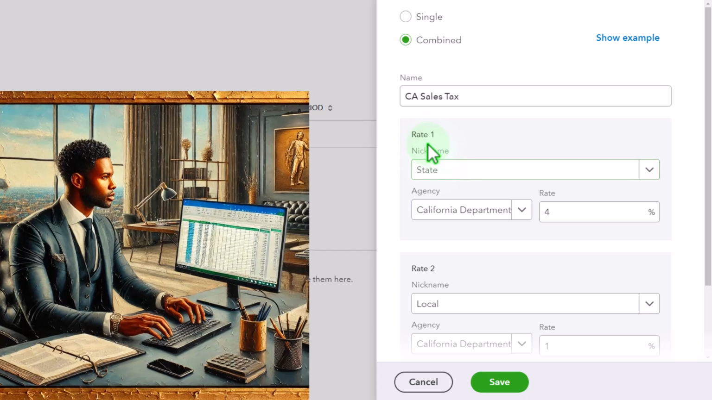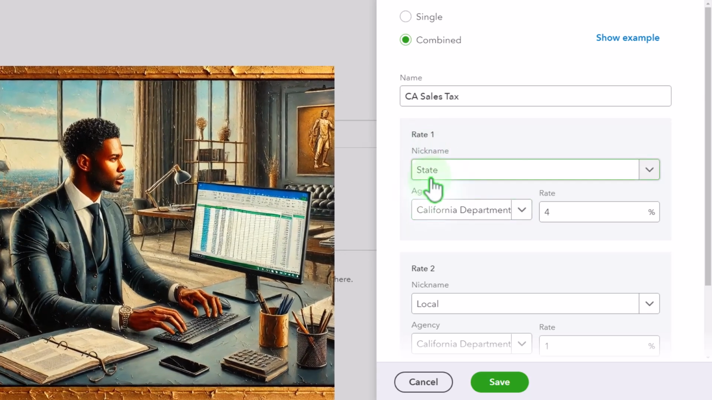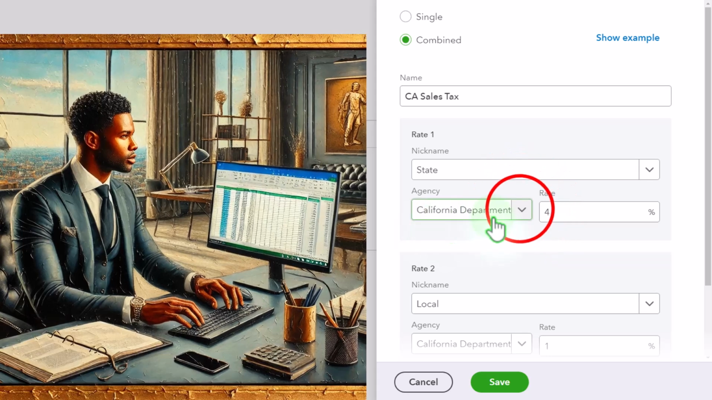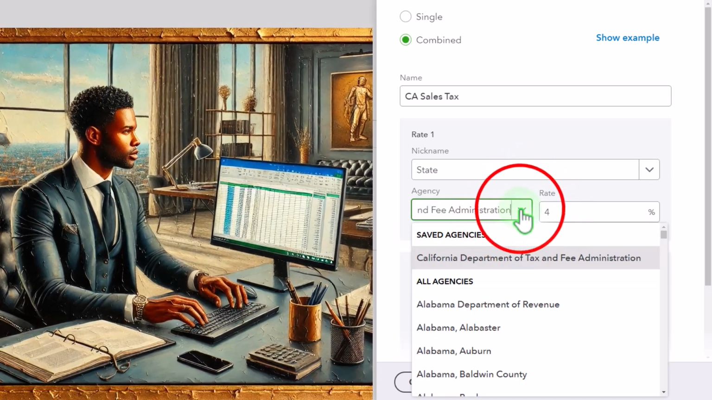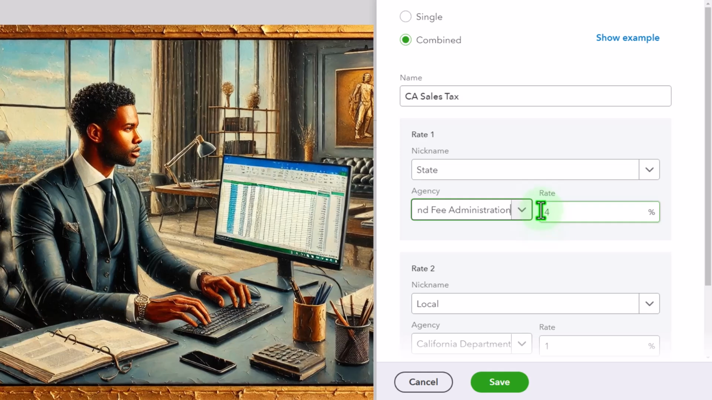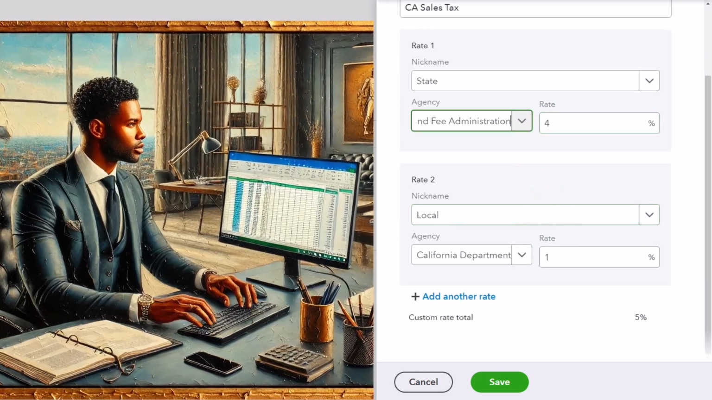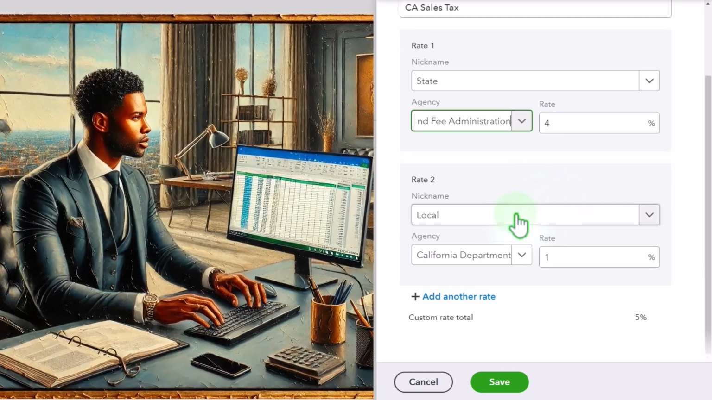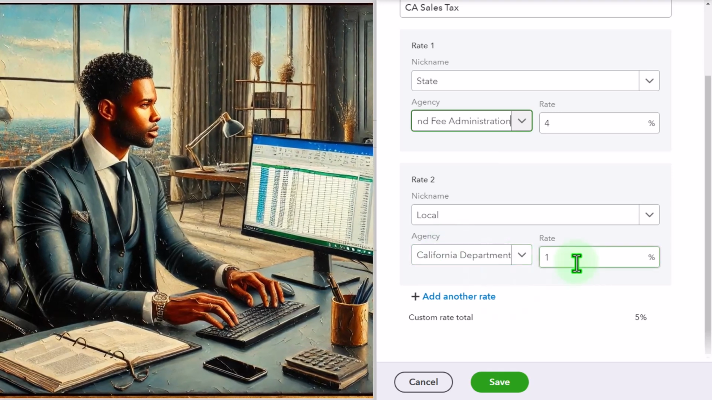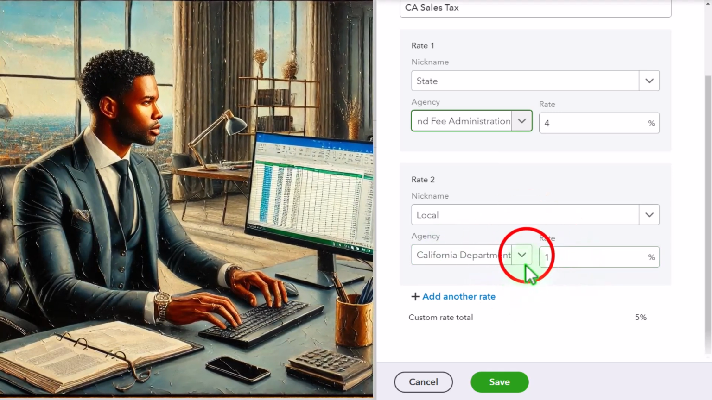I'm going to say that the rate, let's say that we pay the state, and this is just a generic sales tax. I'm going to still pay the California Department of Tax and Administration. Let's say that we pay them 4% as just a generic sales tax. It's already calculated the actual amount. This is just a generic tax. The local, then, we're going to say is 1%. So we have to pay to the local another 1%.